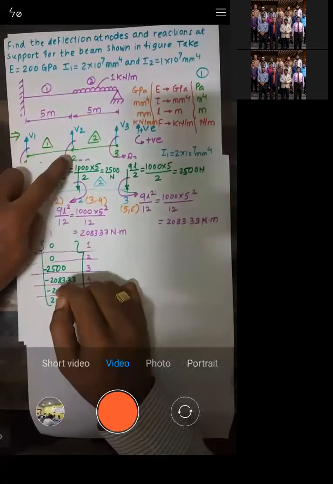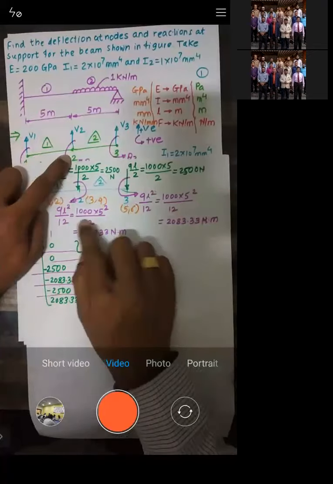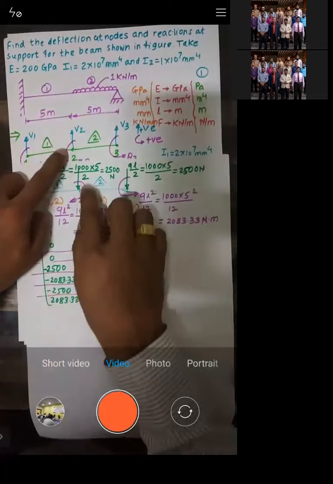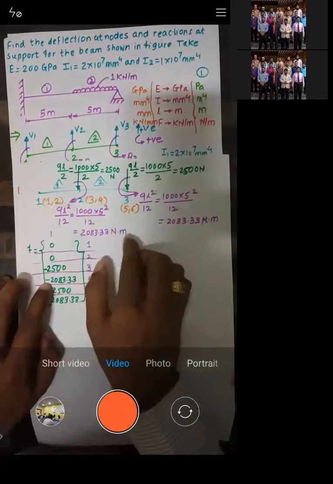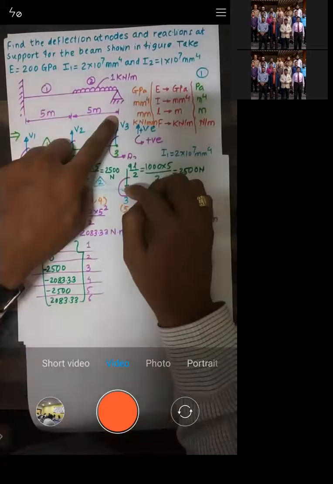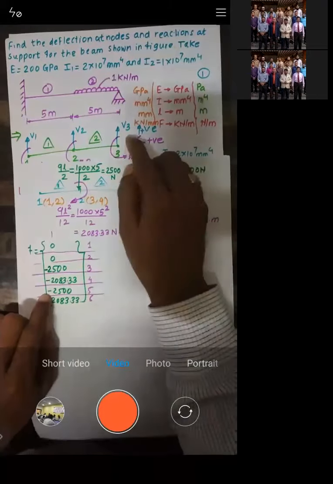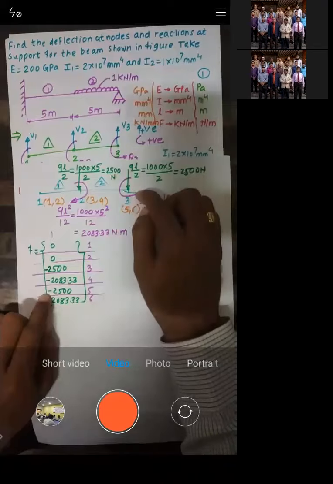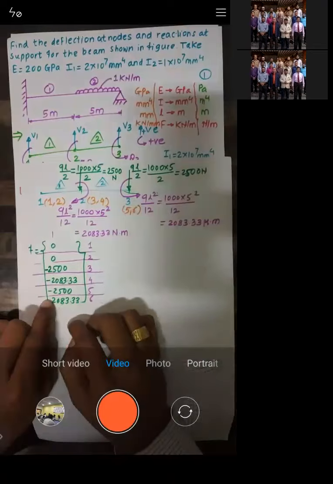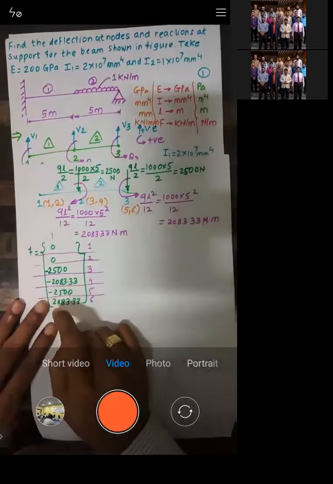Next, this is clockwise, this is anti-clockwise. So directions are reversed, and the value is 2083.33, so I need to take it minus. You can see this is clockwise, this is anti-clockwise, so the sign is minus, and the intensity is 2083.3. Next, this is upward, this force is downward, so I need to take the minus sign, and the intensity is 2,500, right? Next, this is clockwise, this is again clockwise, so both signs are the same. So this is plus, and the intensity is 2083.3. Try to understand: F1, M1, F2, M2, F3, M3, like that, right?